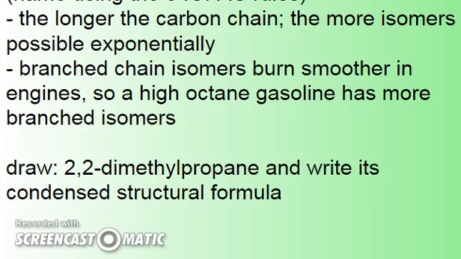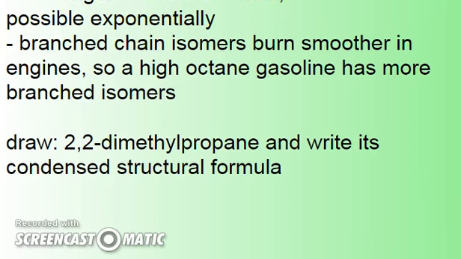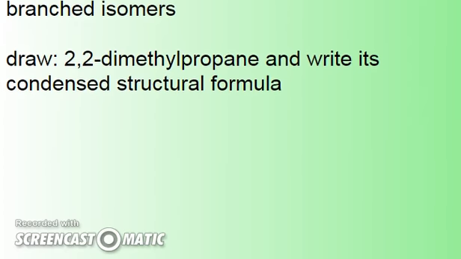And just one thing IB points out, this is important as far as high octane gas. Branched chain isomers are far better, and that's why they give an octane rating number on there. It's giving you an idea of how much branching is in your octane versus how much straight chain there is. And that's something they can control at the refinery.